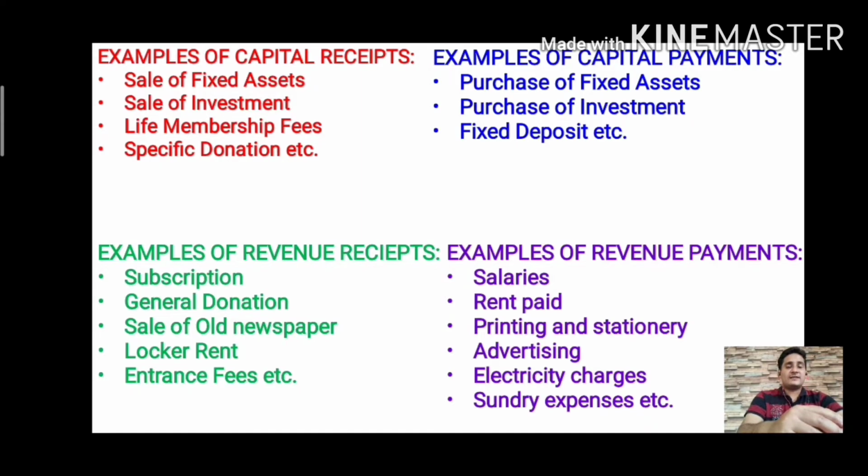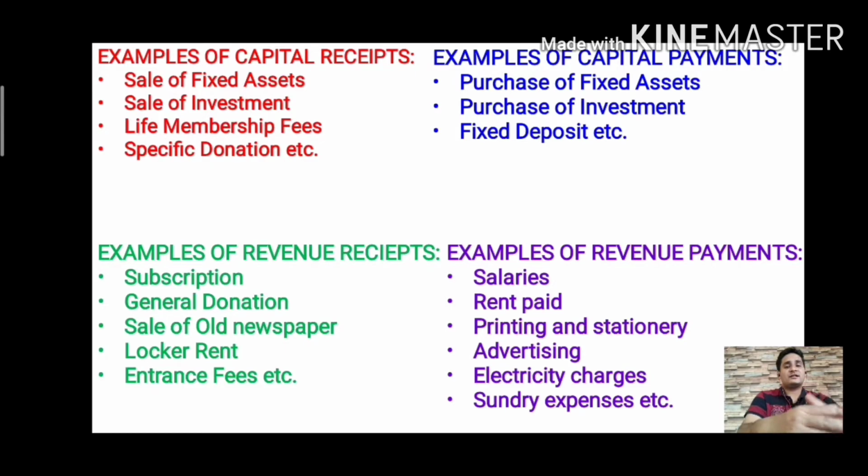So now let's see some examples of capital receipts, capital payments, revenue receipts, and revenue payments. While preparing receipts and payments accounts, some capital receipts examples are sale of fixed assets and sale of investment. If you sell your fixed asset or investment, then cash is received by your organization. So that's why it's called capital receipts, because a fixed asset is of capital nature. Next, life membership fees.